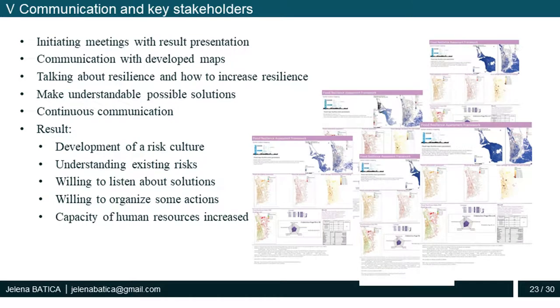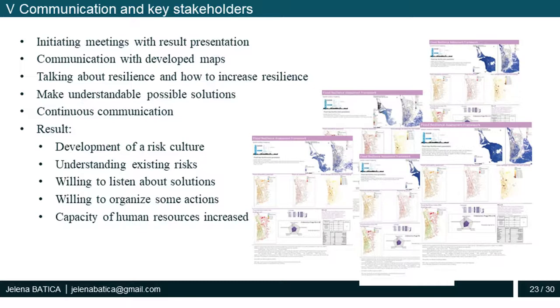So we created different maps that we were able to present to the city officials. And in the conversation with them, we presented the possible strategies that can be applied for the certain case study. These are the maps developed for Chatelaillon-Plage in the form of an Atlas. We developed the maps and communicated mostly with maps. We talk about resilience and how to increase it, and we make possible solutions understandable.